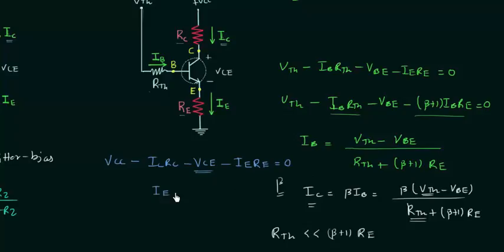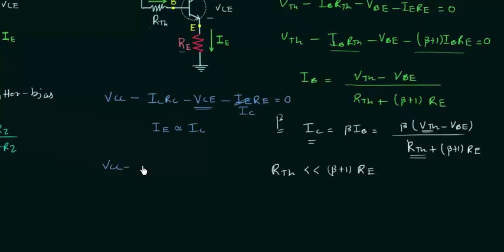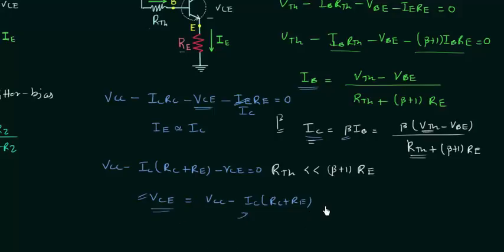The emitter current IE is nearly equal to the collector current, so we will replace emitter current by the collector current, and we have VCC minus IC inside the bracket RC plus RE minus VCE equal to 0, and finally we have VCE equal to VCC minus IC RC plus RE. So this is the final expression of the voltage VCE, and this is the output voltage. Once we have the base current IB, we can easily calculate the collector current by multiplying beta to the value of IB, and once we have IC, we will put it here and we can easily calculate the voltage VCE. So this is all about the calculation of operating point.